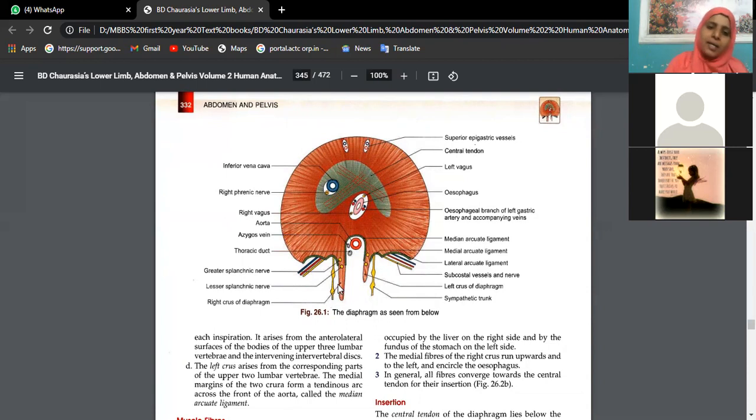The right crus extends from L1, L2, L3, and the left one is L1, L2. And this is the medial arcuate ligament, and this is the lateral arcuate ligament.